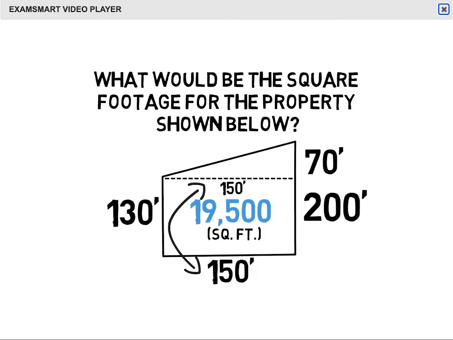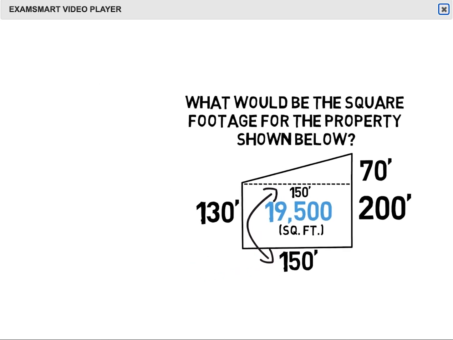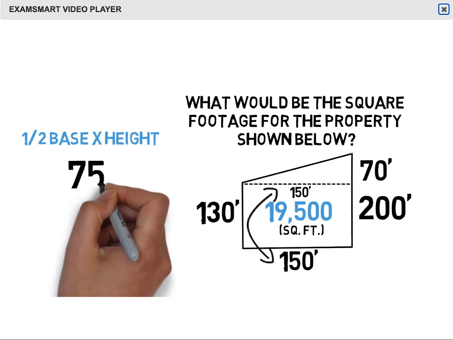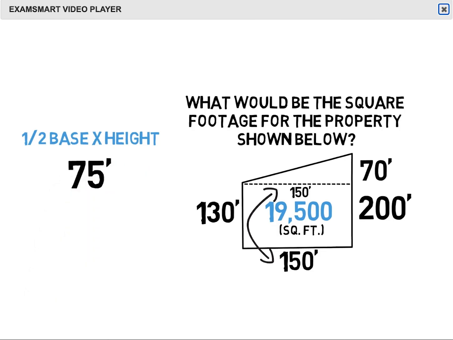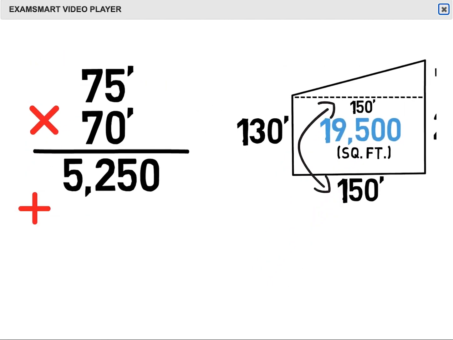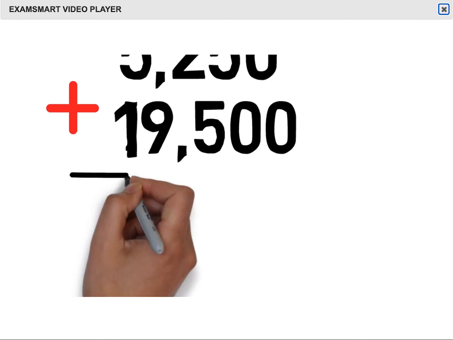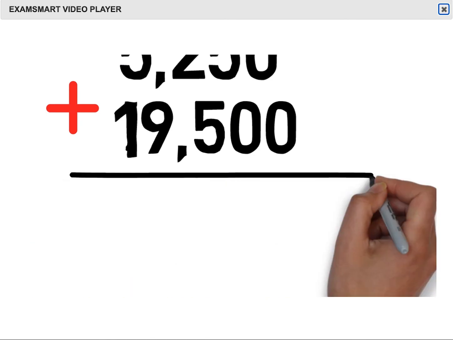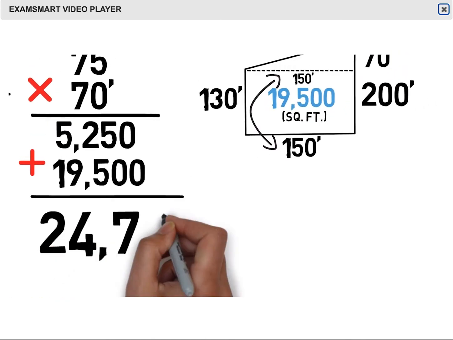The formula for a triangle is 1/2 the base times the height. So 1/2 the base of 150 would be 75 feet. So we take 75 feet times the height of the triangle, which is 70 feet. That would give us 5,250 square feet. So for the total square footage of the property shown, it would be 5,250 square feet plus 19,500 square feet for a total square footage of 24,750 square feet.